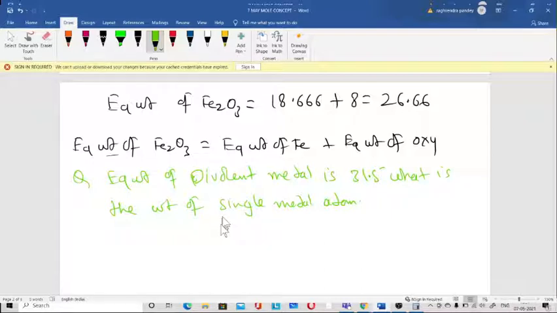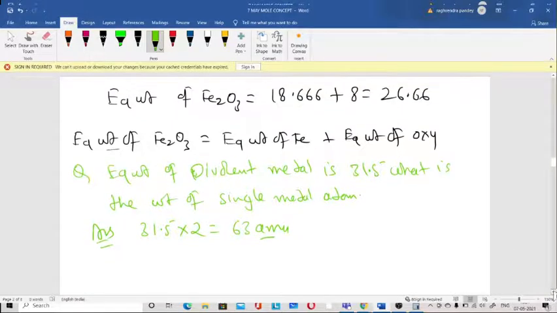Let's take another question. Just multiply 31.5 into 2, so that will become 63 AMU, for a single atom. Now let's take another question.